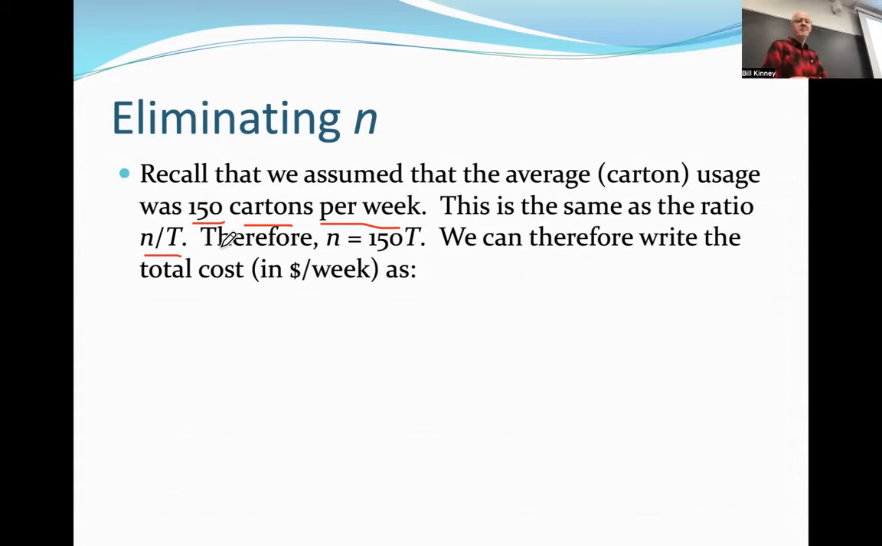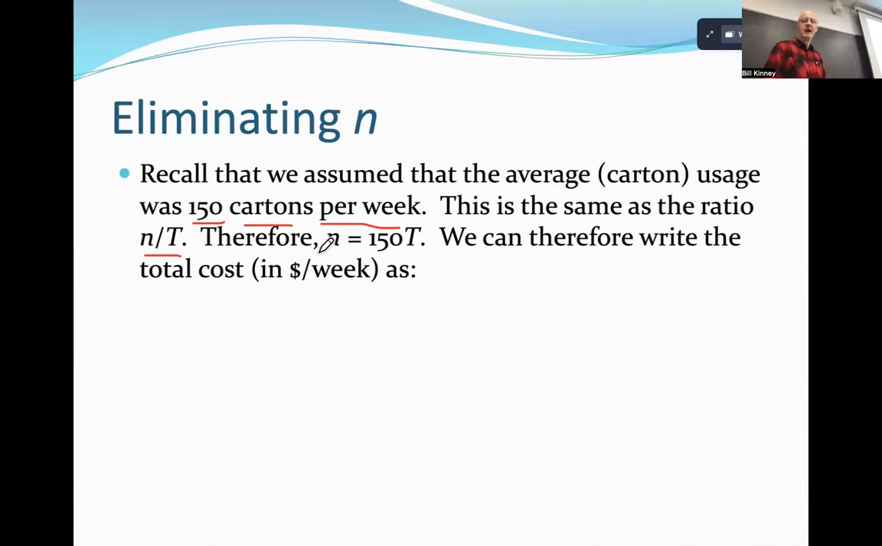So like if we ordered once every 2 weeks, if T was 2, and we're using 150 cartons per week, N would have to be 300. We'd have to order 300 cartons every 2 weeks if we're using 150 cartons every week, right? 300 over 2 is 150. If we order once every 3 weeks, T is 3. N would have to be 450. 450 divided by 3 is 150. If T were 4, N would have to be 600. This ratio is always going to be 150.